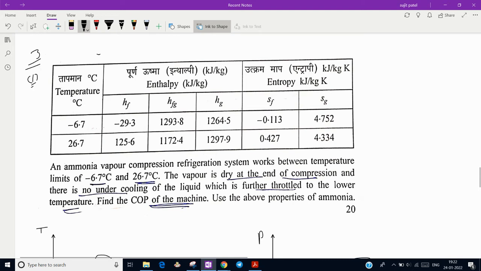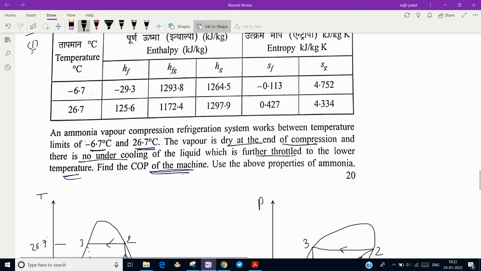So first let's start with the first question, that is, an ammonia vapor compression refrigeration system works between the temperature limits. The temperature limit is given, dry at the end of the compression and no undercooling and no further throttle at lower temperature, and find the COP of the machine. Use the properties of ammonia.